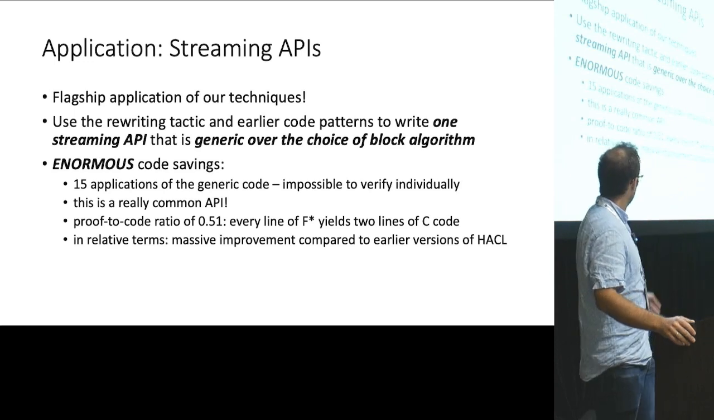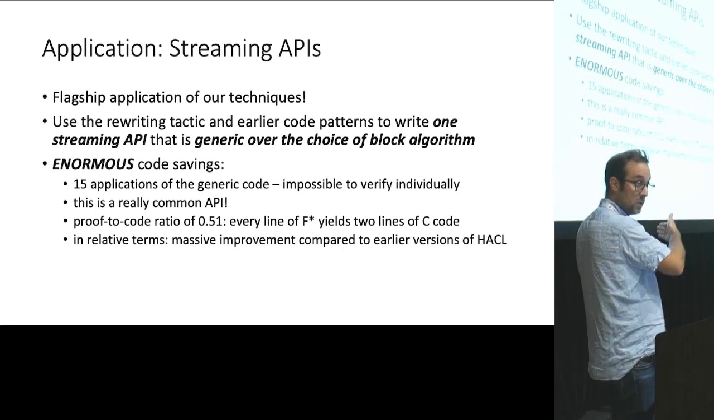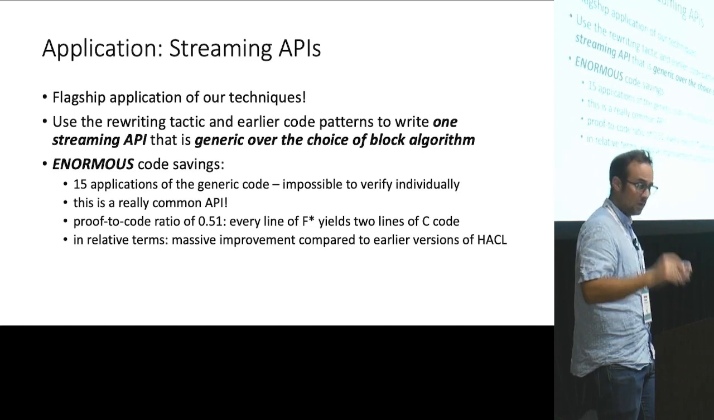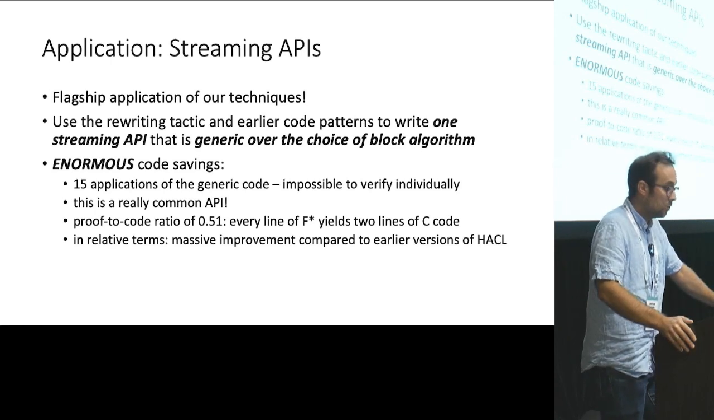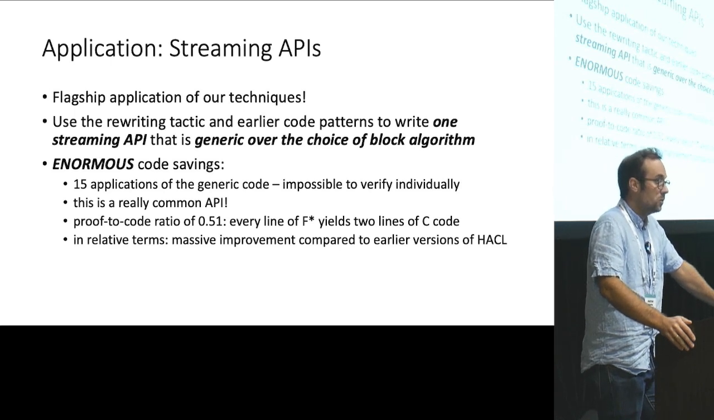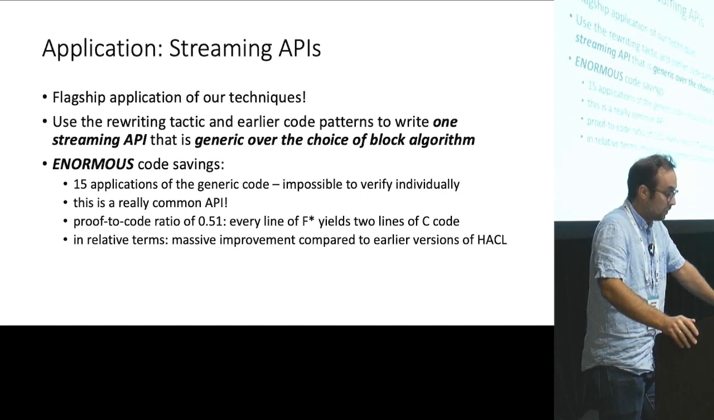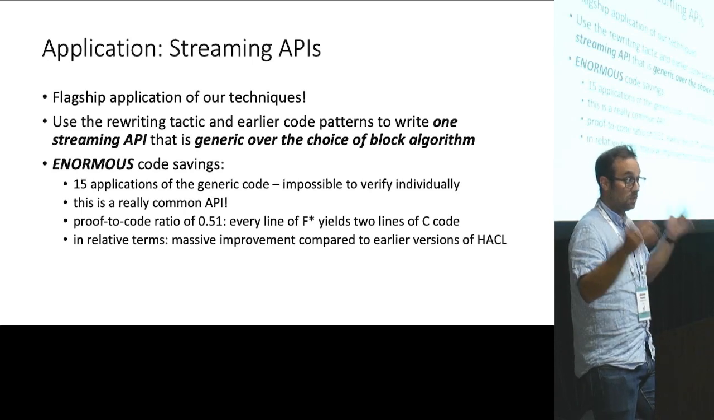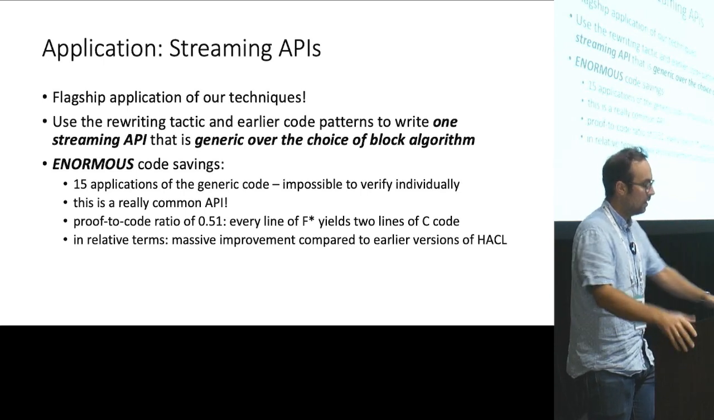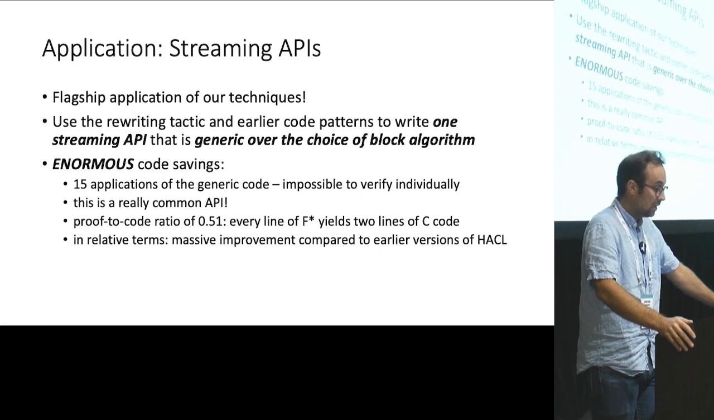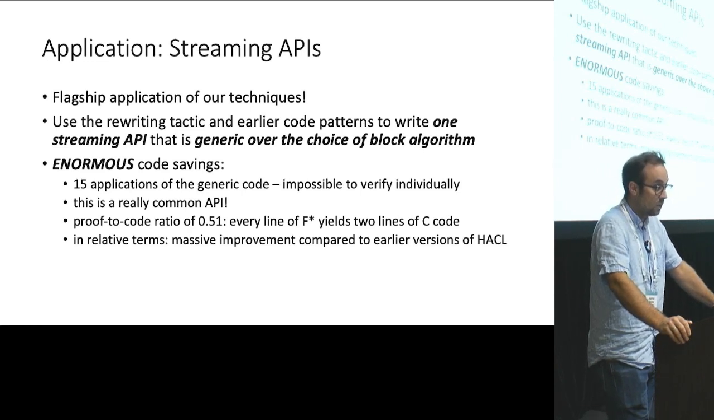So we were able to write the streaming API using the style that I described. We wrote it once, we verified it once, but then we used those techniques to specialize it for about 15 applications. Python took a large amount of those, and that gave us enormous code savings. It would have been absolutely impossible to verify streaming APIs for each one of the hash algorithms that we have. And so this technique of writing the streaming API once and specializing it multiple times for SHA-2 in 4 variants, SHA-3, 6 variants, MD5, SHA-1 for legacy, et cetera, gave us a huge boost in productivity, and that actually led us to a proof-to-code ratio of 0.51, which means that every line of F-star yields 2 lines of C code. That metric has its limits.